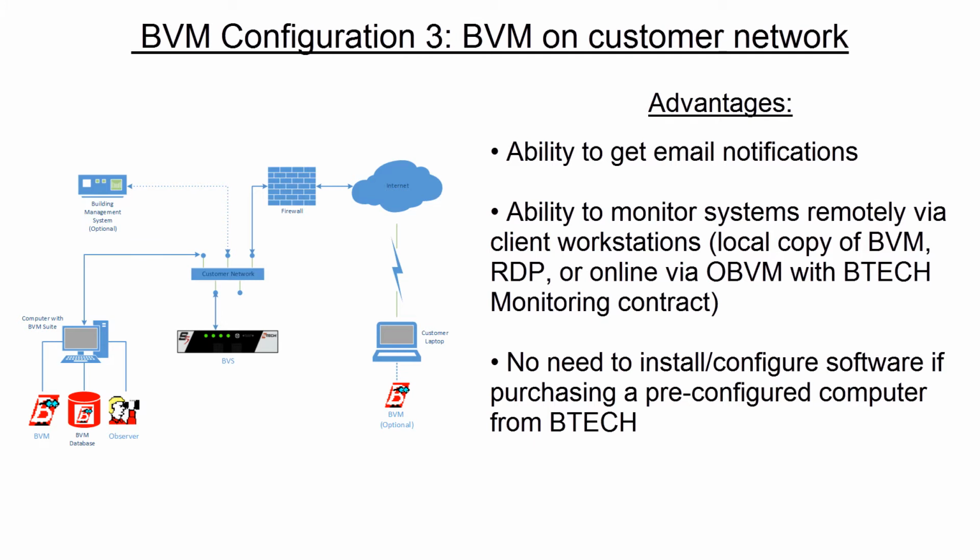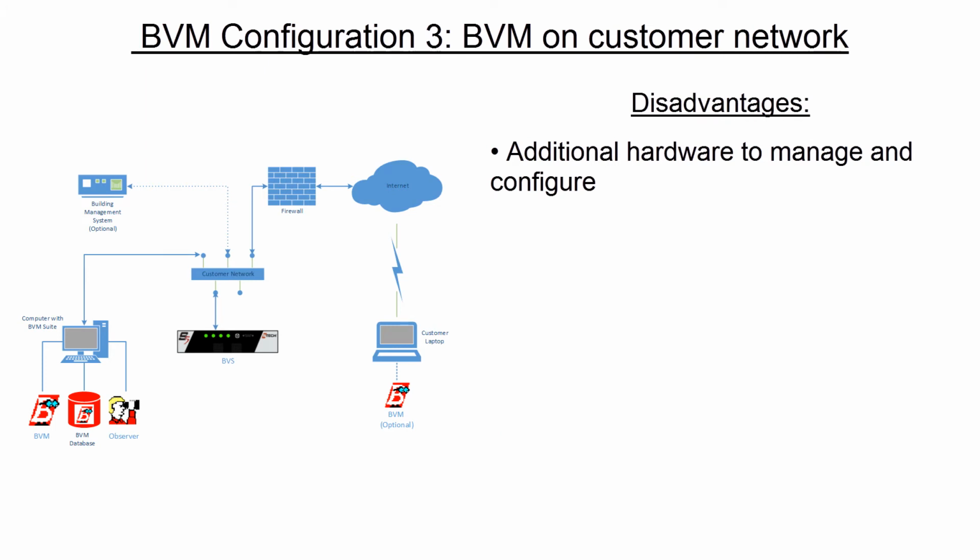This remote monitoring can be done via local copies of the BVM software, remote desktop sessions, or online via OBVM software with a BTECH remote monitoring contract. The primary disadvantage of this particular setup is its additional hardware to configure and maintain. This includes adding the BVSs to the customer network in accordance with their security policies and practices, and managing a computer with software and Windows updates.